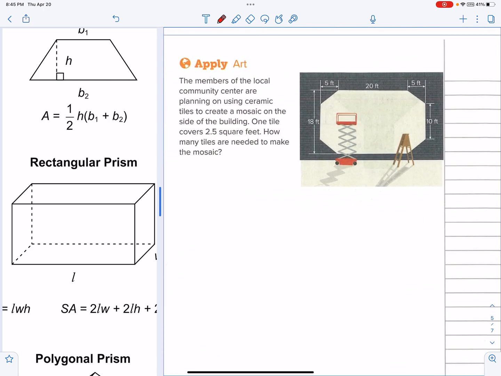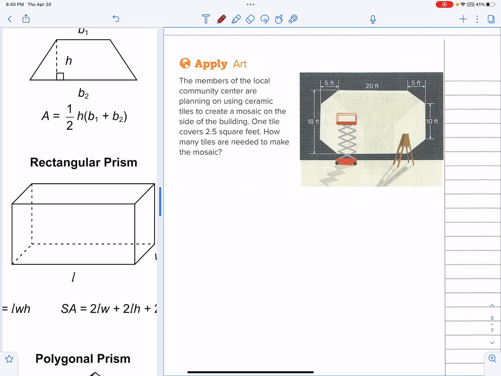So here is an application one. It says the members of a community center are planning on using ceramic tiles to create a mosaic. One tile covers 2.5 square feet. How many tiles are needed to make the mosaic?